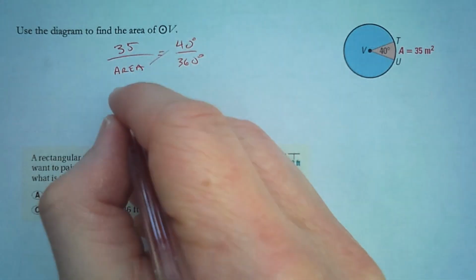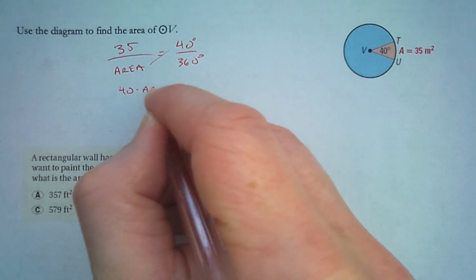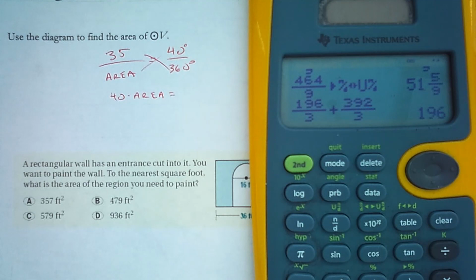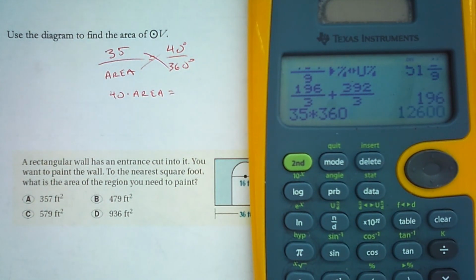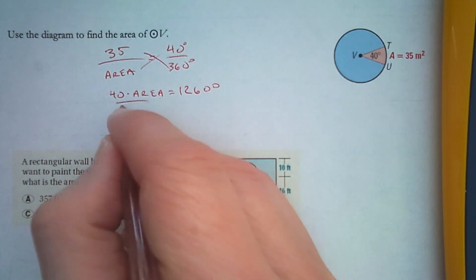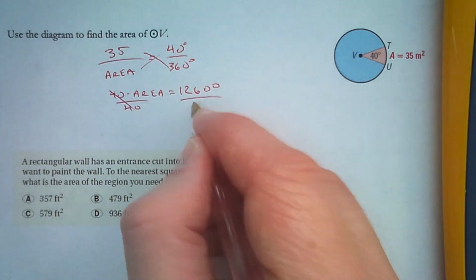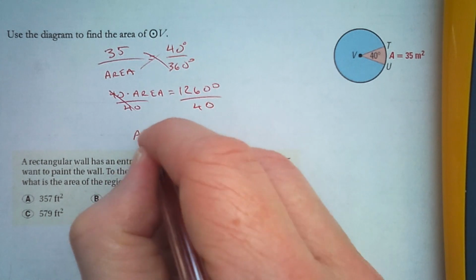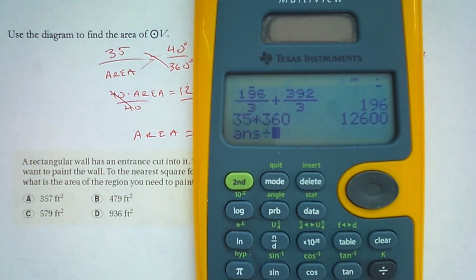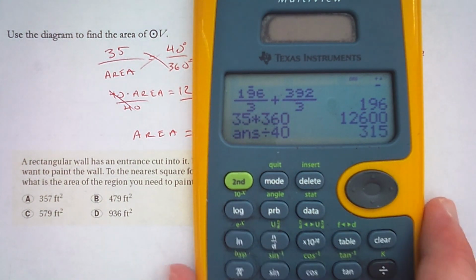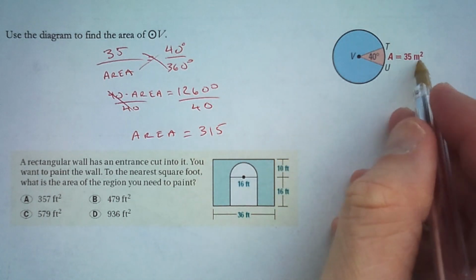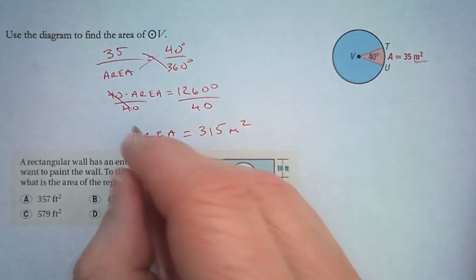Okay, so I'll do my cross products here. I've got 40 times the area of the circle, and then 35 times 360, which is 12,600. And I can divide by 40 to get the area by itself. So I get the area of the circle, and 12,600 divided by 40 is 315. So the area of the entire circle is 315 meters squared.